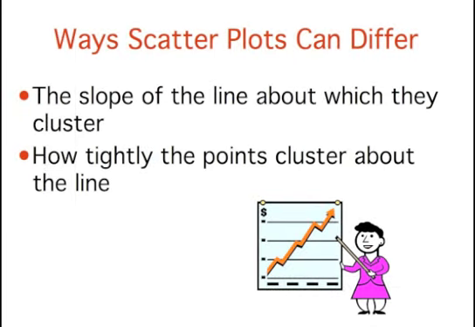Scatterplots that show linear relationships between variables can differ in several ways, including the slope of the line about which they cluster, and how tightly the points cluster about the line. A statistical measure of the strength of the relationship between variables that takes both these factors into account is the subject of another section.